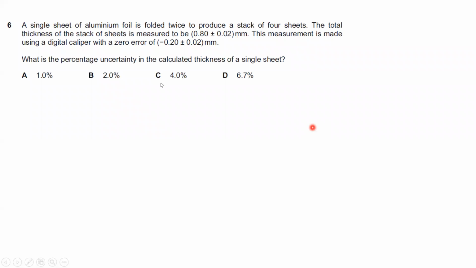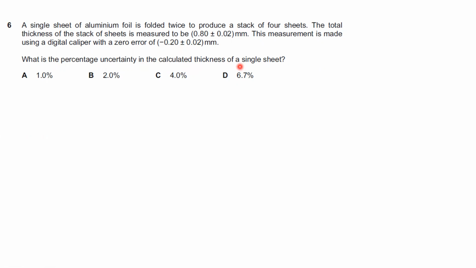Question 6. A single sheet of aluminium foil is folded twice to produce a stack of 4 sheets. The total thickness of the stack of sheets is measured to be 0.80 plus or minus 0.02 millimeter. This measurement is made using a digital caliper with a zero error of minus 0.20 plus or minus 0.02 millimeter. What is the percentage uncertainty in the calculated thickness of a single sheet?